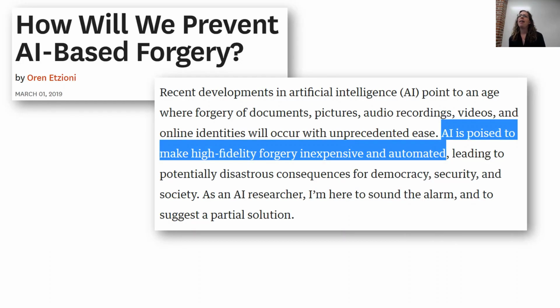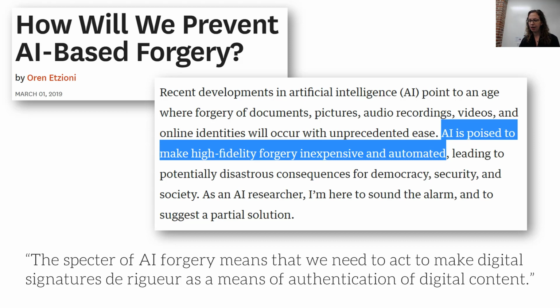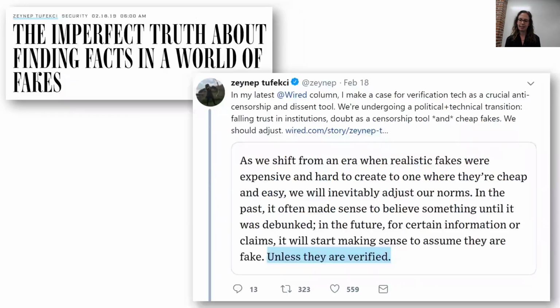Oren Etzioni, the head of the Allen Institute for AI, wrote a great article in HBR earlier this year, and he talks about the issue: AI is poised to make high-fidelity forgery inexpensive and automated. He proposes that we need digital signatures for authentication as a way to address this. And this will also involve a huge shift in cultural norms. So it's not just the technology to involve digital signatures, but also to get people not trusting media that doesn't have them and trusting media that does. So this is a huge task, but I think it's necessary.